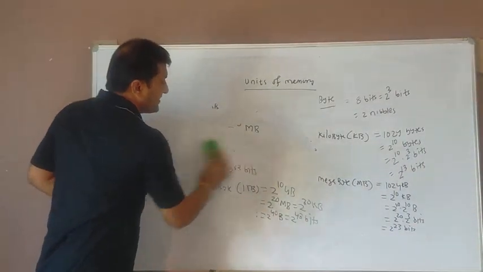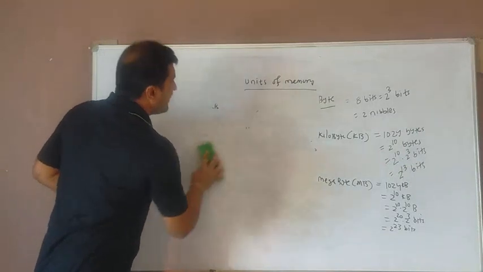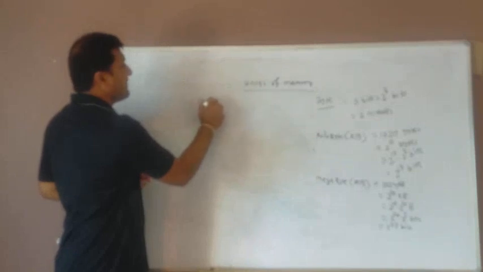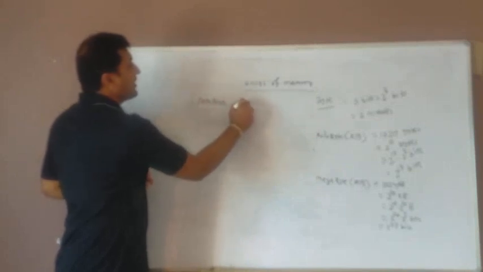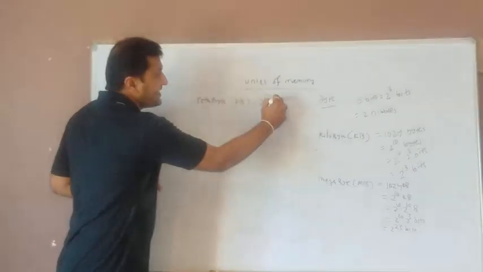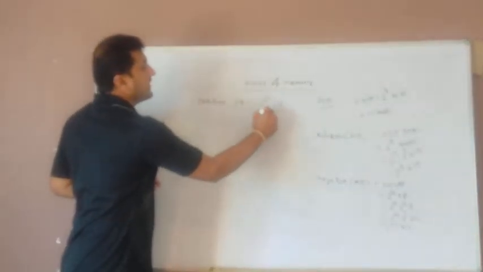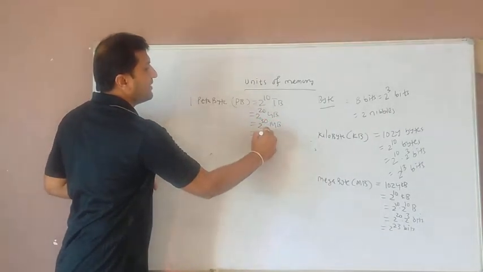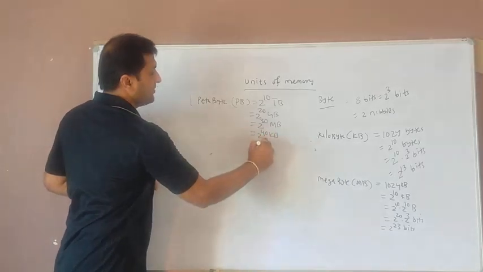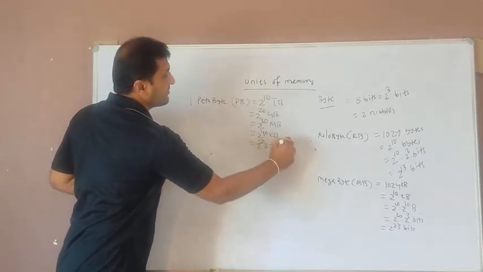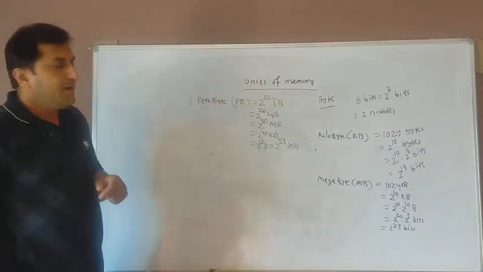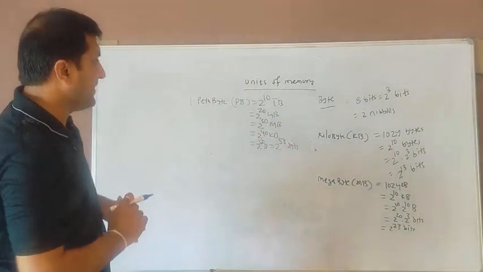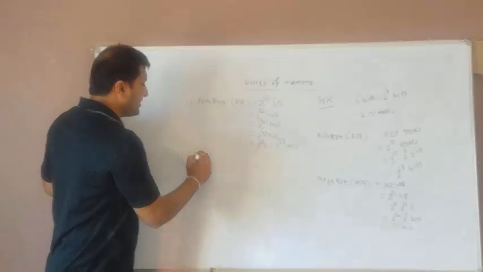The next unit is petabyte. 1 petabyte, PB, equals 2 to the power 10 TB, 2 to the power 20 GB, 2 to the power 30 MB, 2 to the power 40 KB, 2 to the power 50 bytes, or 2 to the power 53 bits. Most of us now are using only up to petabyte. Higher units are also there.